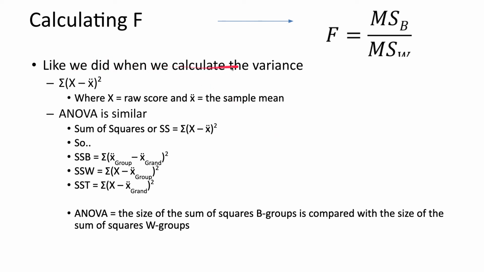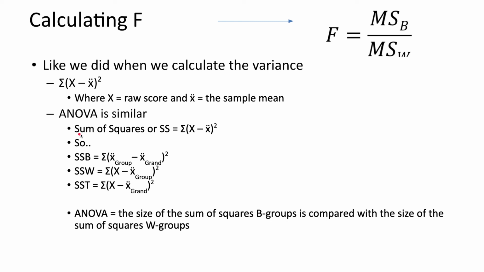Like we did when we calculated the variance, we mentioned that before. We take the sum of square deviations from the mean. Each raw score is subtracted from the mean, and we square those deviations. And we get the variance for a particular sample. So X is the raw score, and this symbol right here is X bar. It's the mean for the sample. ANOVA is similar, as we mentioned before, so we're concluding here.